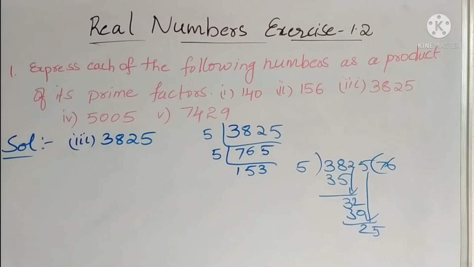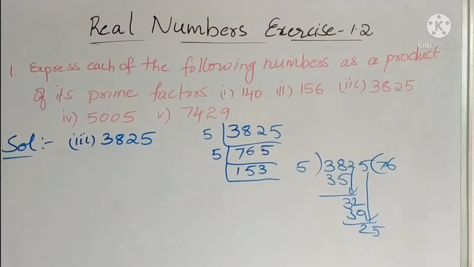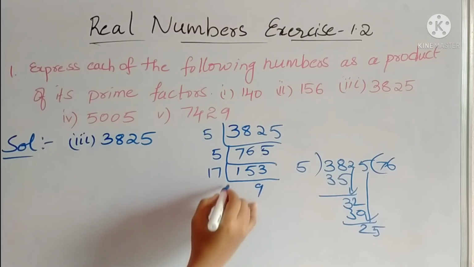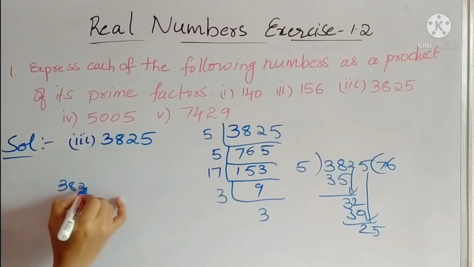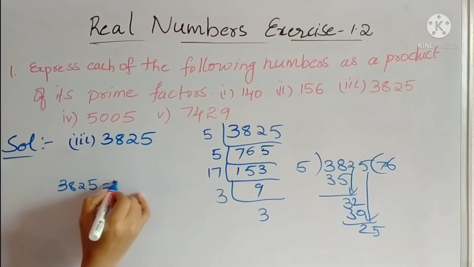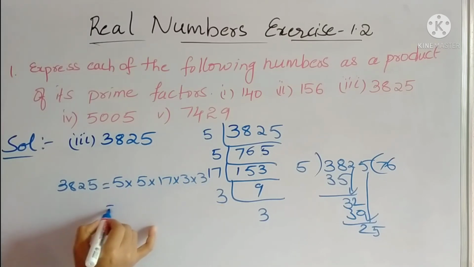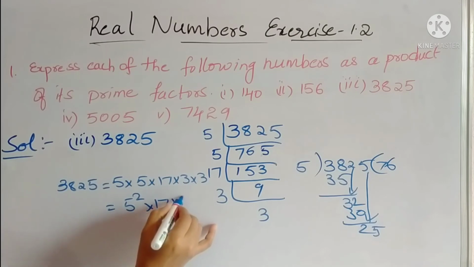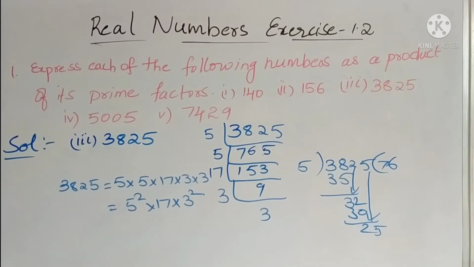Okay. So 153. Next prime number. If we check with any prime number, it won't be divisible. So if we observe the 17 table, 17 nines are 153. Again 3 3s are 9. So 3825 can be written as 5 into 5 into 17 into 3 into 3. So 5 square into 17 into 3 square. So this is the product of prime factors of 3825. We will see next problems.